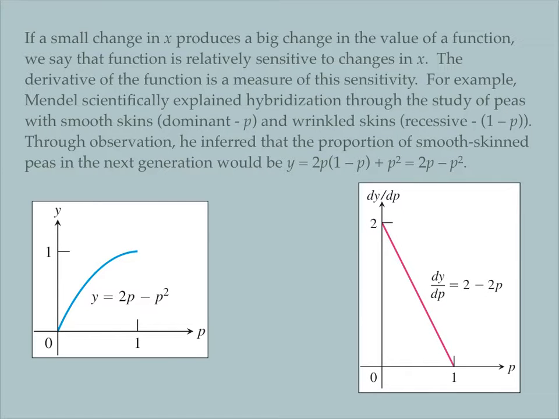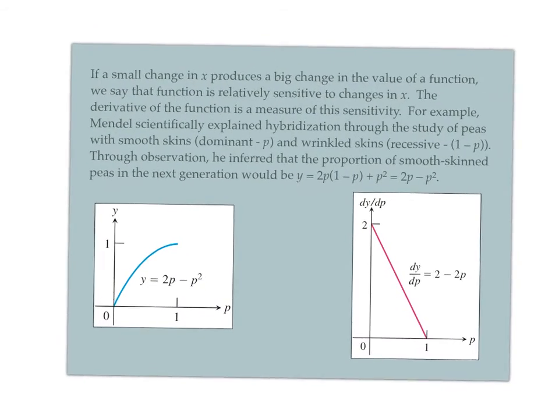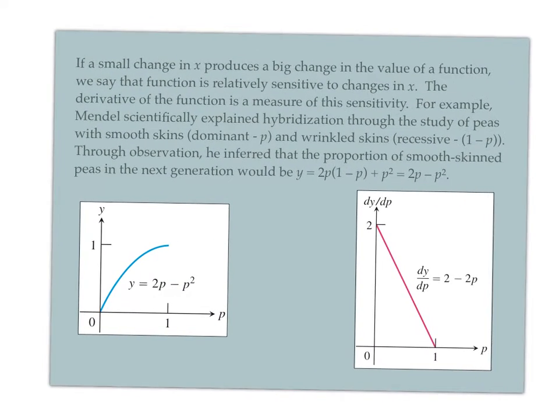Okay, so this is just a bunch of stuff. We'll talk about it a little bit. It's not super vital, to be honest with you. And there's a very specific example here about genetics that I don't know that I completely understand. But it's talking about just being relatively sensitive. So we talk about sensitivity.